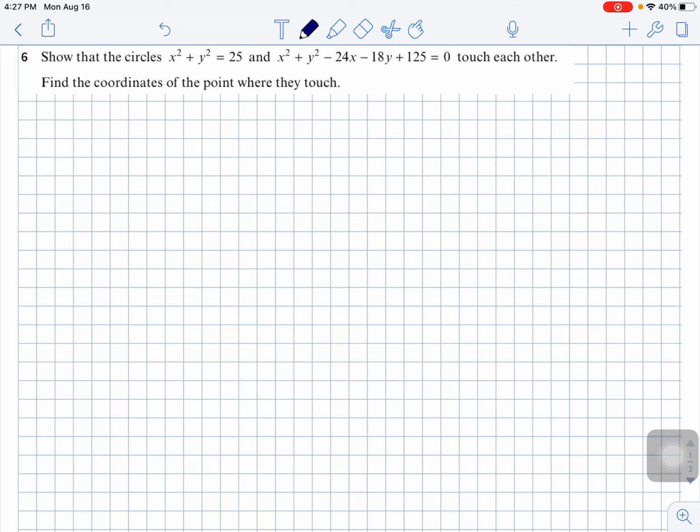Show that the circle and another circle touch each other. So the word touch tells you that maybe you want to intersect them. I have x squared plus y squared here, which is exactly equal to 25. So let's substitute. Rearrange. You can divide by 6.